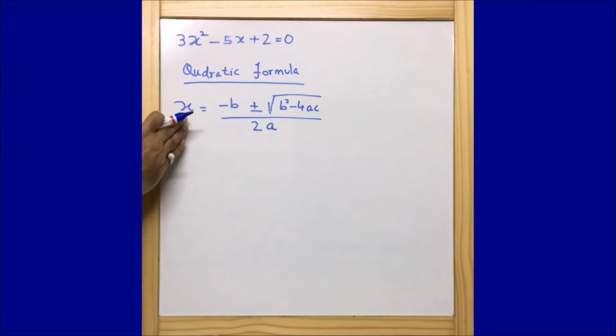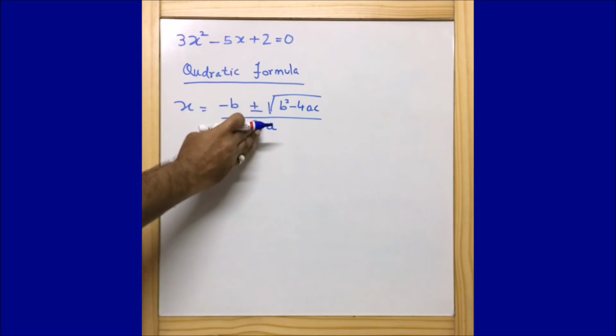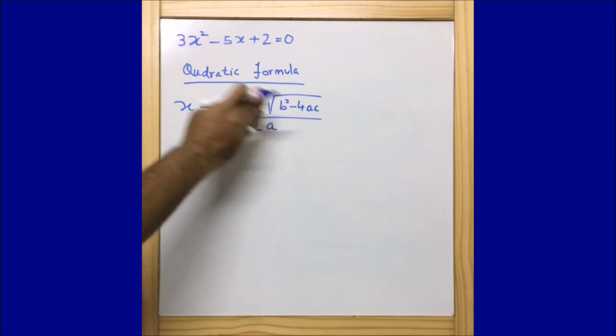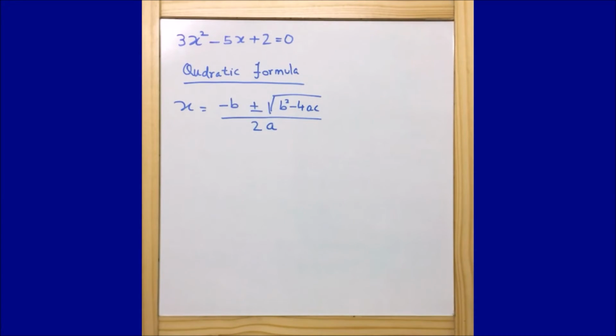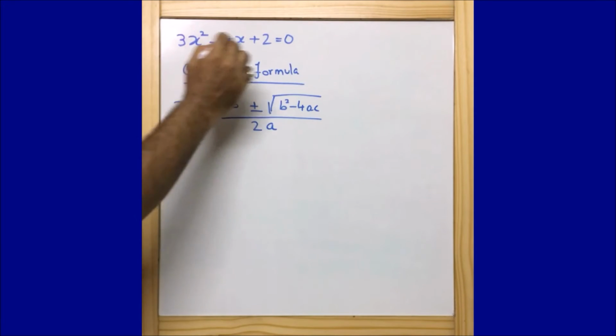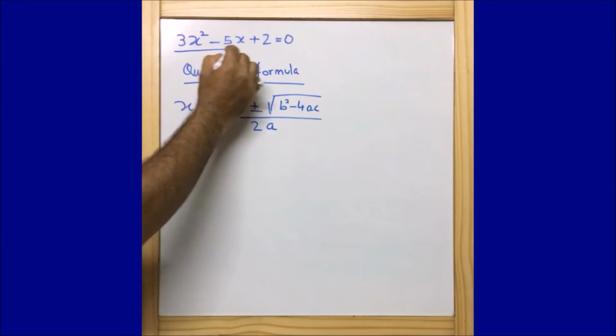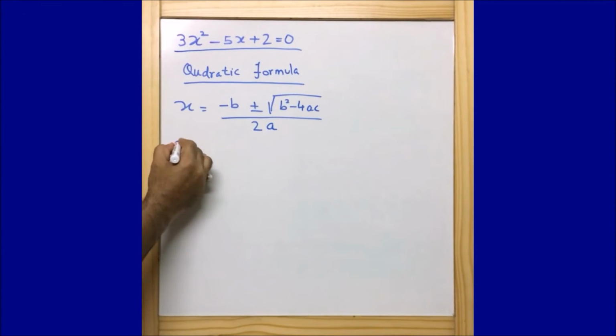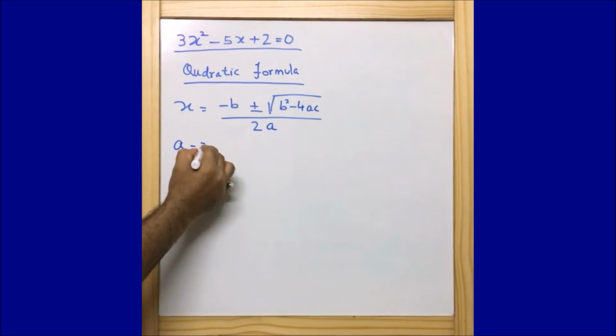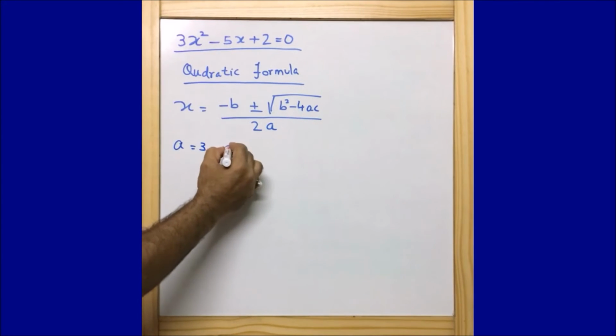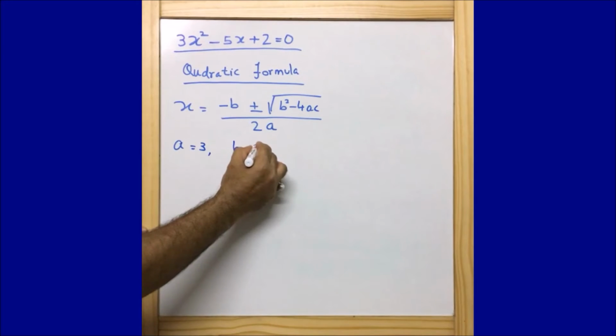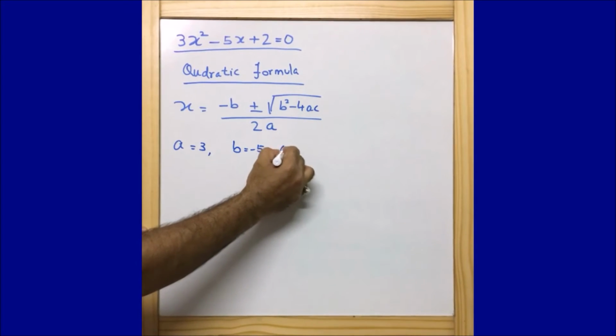Quadratic formula says that x is equal to minus b plus or minus root of b square minus 4ac, by 2a. Now let us see how we are going to use this formula to solve this quadratic equation. If you look at this quadratic equation, here we can say that a is equal to 3, b is equal to minus 5 and c is equal to 2.